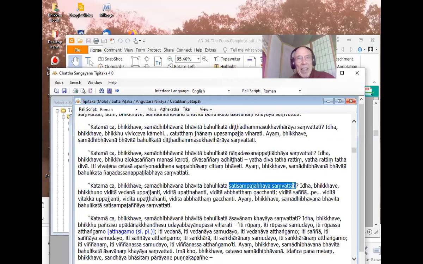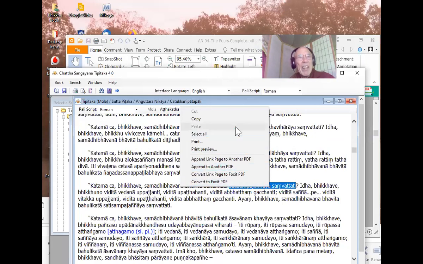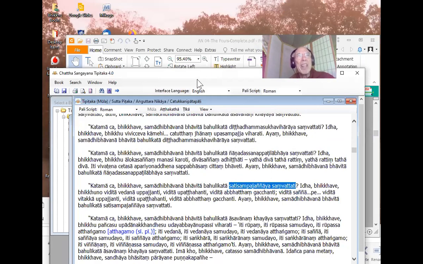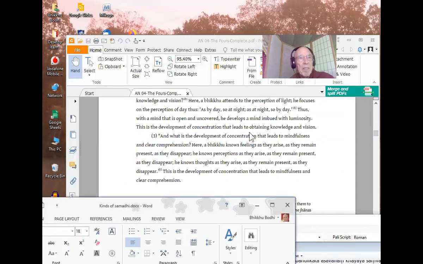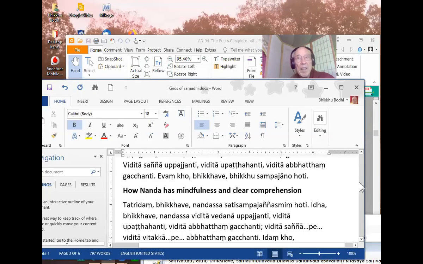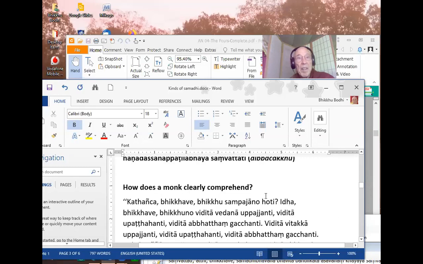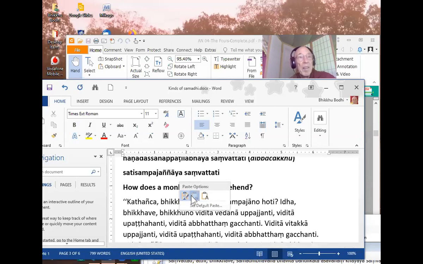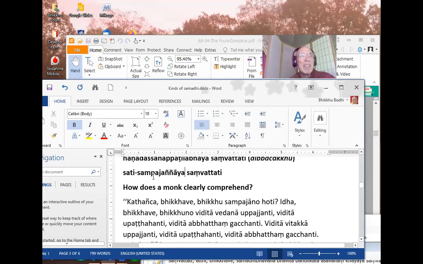Okay, so this is said to be the development of concentration that leads to mindfulness and clear comprehension. Samvattati, it leads to, and what it leads to is sati and sampajanya. Sati is mindfulness, and sampajanya is what I translate as clear comprehension. Some use full awareness, others clear knowledge, and so forth.